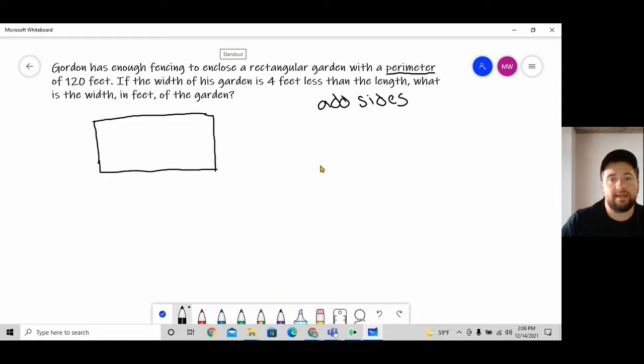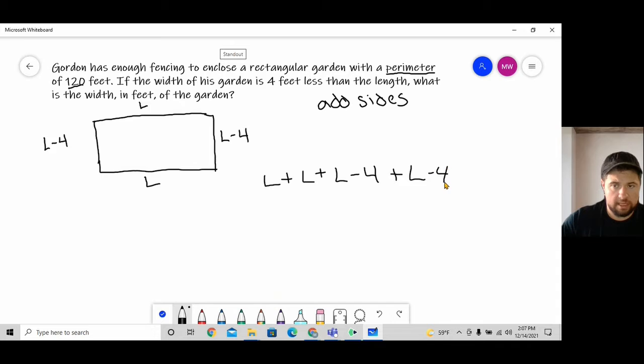Okay. The width of his garden is 4 feet less than the length. So I don't know the length. I'm going to label it L. And the width is 4 feet less, so I'm going to say L minus 4. Perimeter means to add. We know that the perimeter is 120, so we're going to add all of our sides. L plus L plus L minus 4 plus L minus 4 has to equal 120.